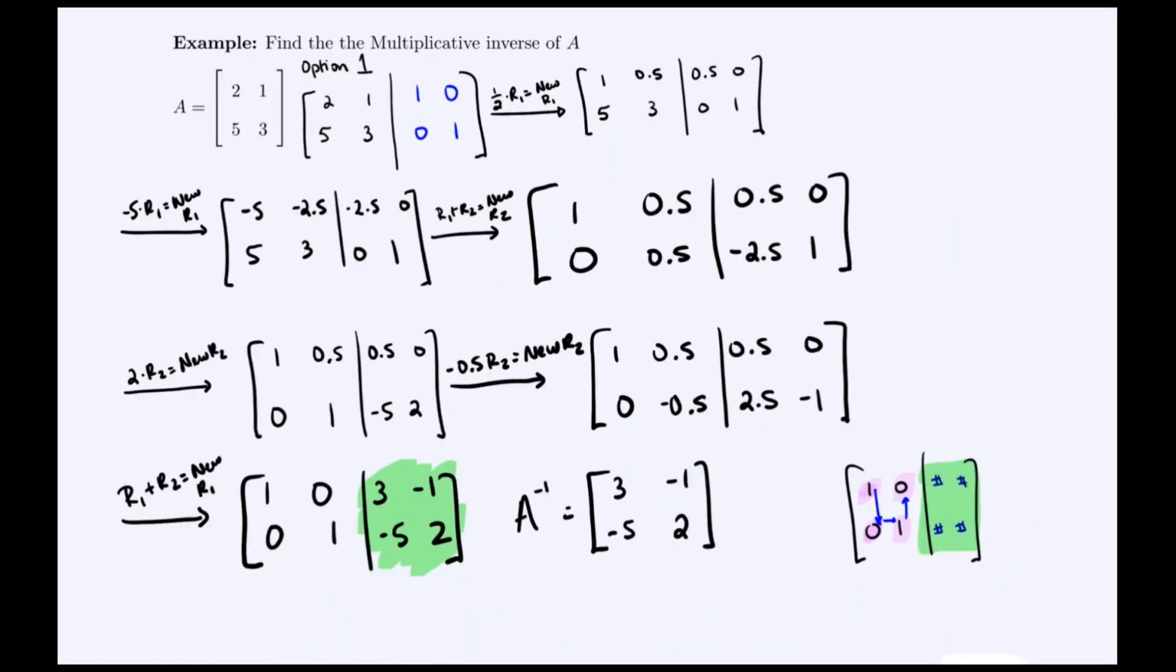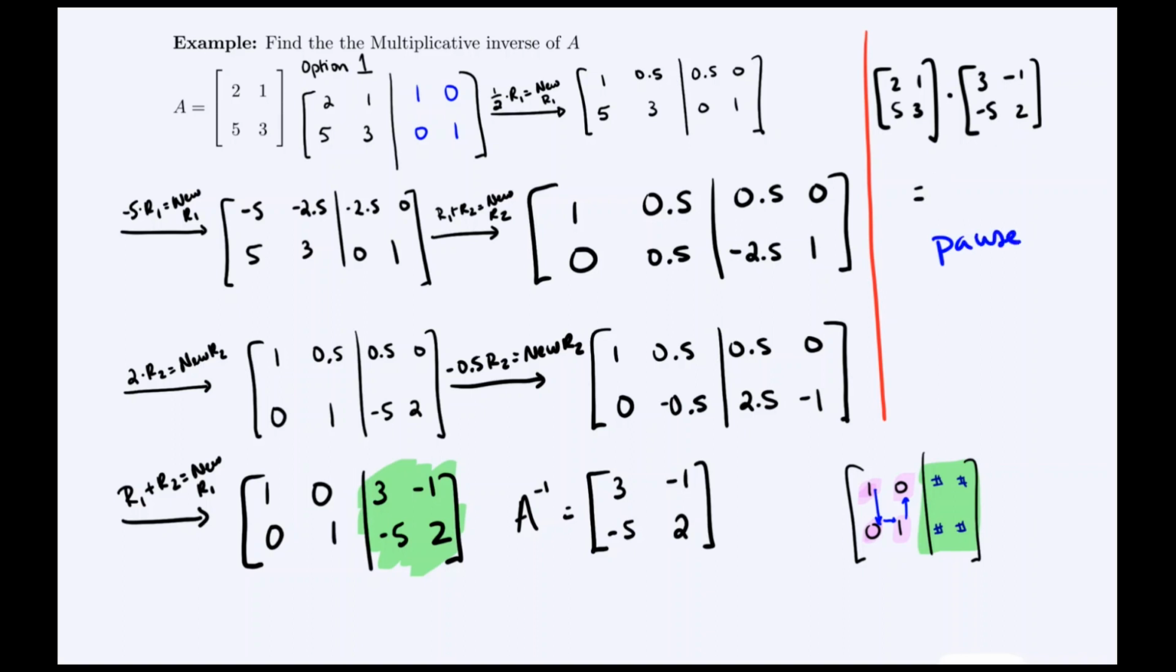Let's take a moment just to verify that for ourselves. So remember, if these are inverses, then we should be able to multiply them and get the identity back in whichever order. So 2, 1, 5, 3. Take a moment and multiply that by 3, -1, -5, 2, and see if you get the identity back as a result. This would be a good time to pause, work this out, and then unpause to check your answer.